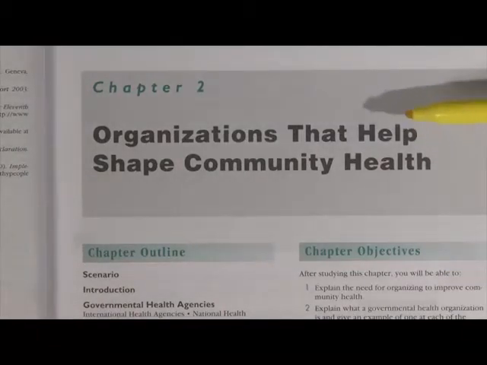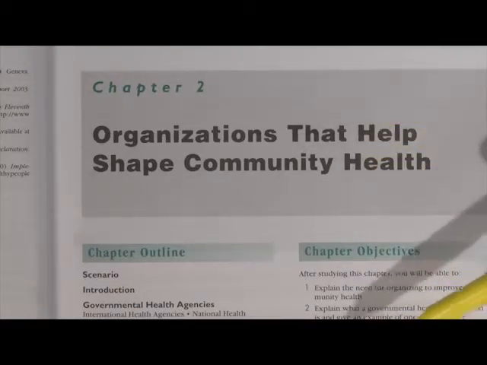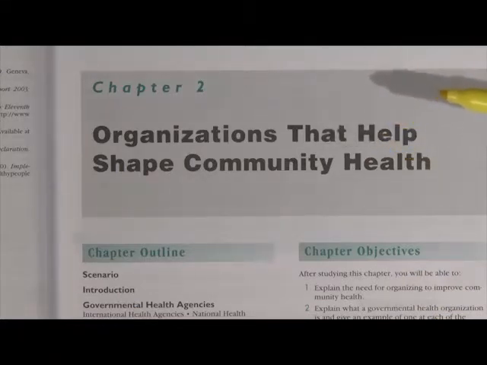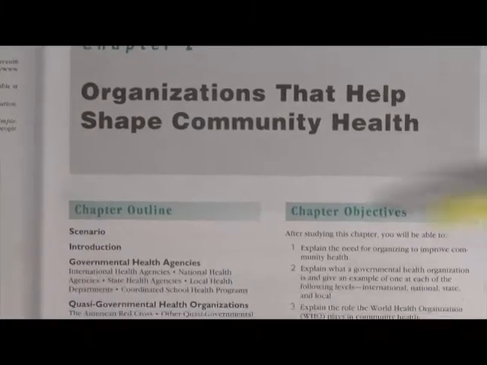Okay, now let's do an overview of Chapter 2, Organizations that Help Shape Community Health. These are the organizations throughout the world, and particularly the United States, that deliver health care and work on prevention. These agencies are responsible for the public's health. Again, we'll start with the course objectives. Make sure you read over those.